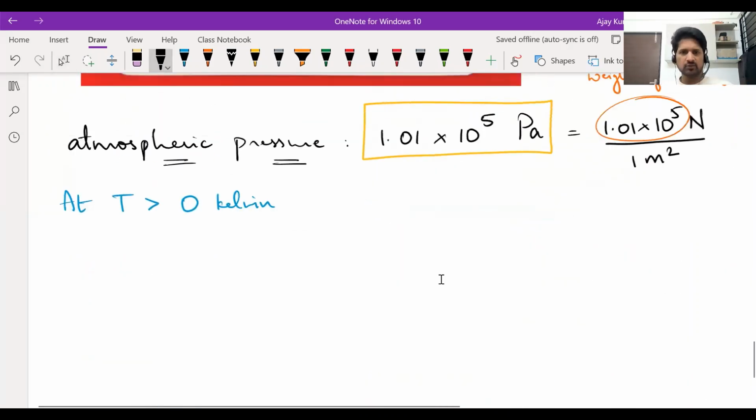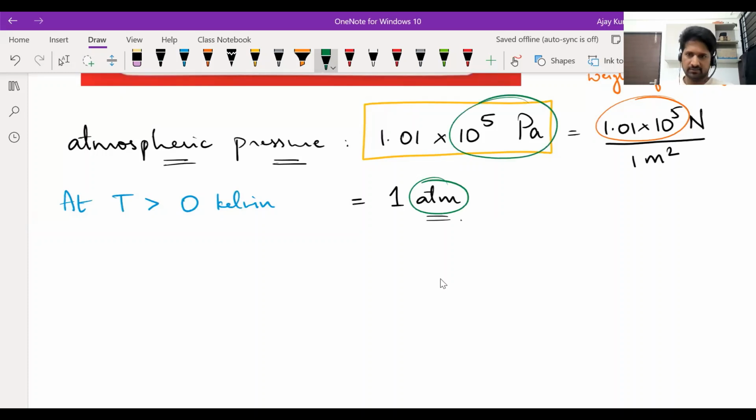And remember that atmospheric pressure is a huge amount of pressure, 1.01 times 10^5 pascals. And this is what we call 1 atmosphere. So atmosphere is itself a unit of pressure, and it is equivalent to almost 10^5 pascals. And there are some other slightly confusing units of pressure also. 1 atmosphere is close to 76 centimeters of mercury.